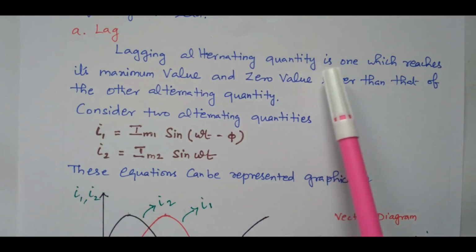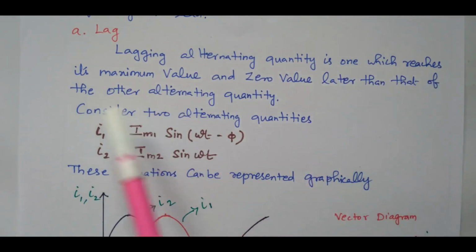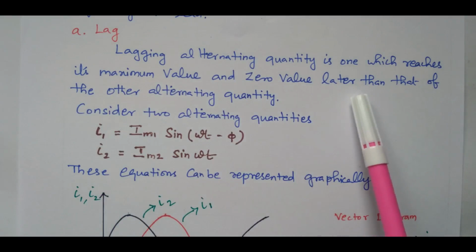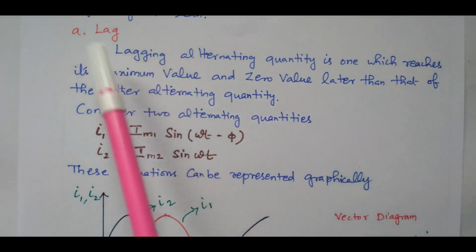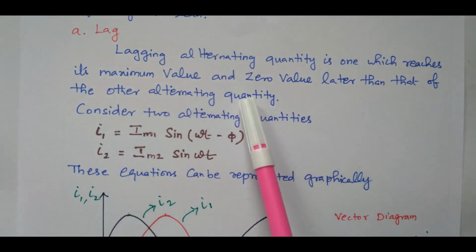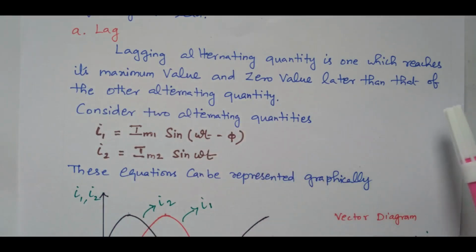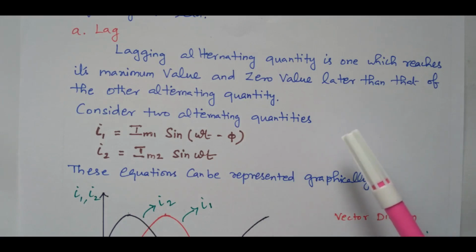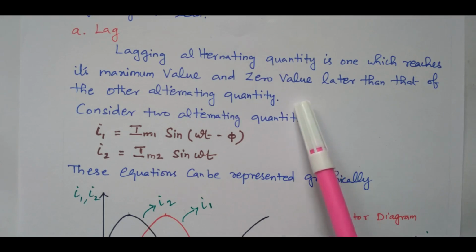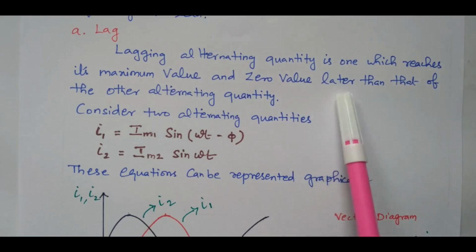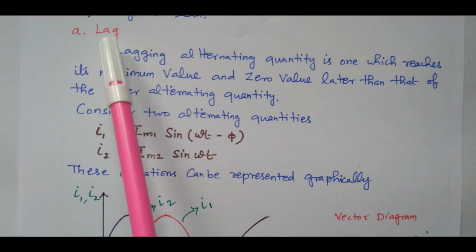The lagging alternating quantity is one which reaches its maximum value and zero value later than the other alternating quantity. So lagging means one alternating quantity is lagging with another quantity. The second quantity will reach the zero value after the first quantity reaches the maximum value. After some time only, the second quantity will reach the maximum or zero value. So there is a delay, and that is called lagging.